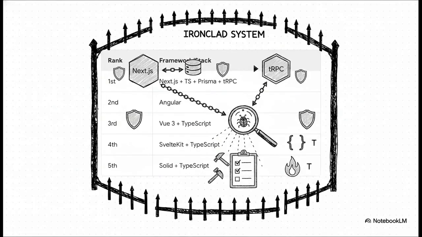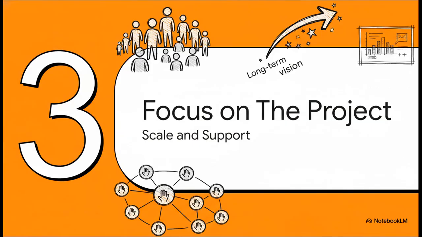But you know, a happy developer is also a confident developer. And that's where type safety comes in. This is about catching bugs before they ever happen. And at the very top, you don't just see a framework, you see a whole stack. Next.js with TypeScript, Prisma for your database, and TRPC for your API. With this setup, you get perfect type safety from your database all the way to your front end. It's an ironclad system.